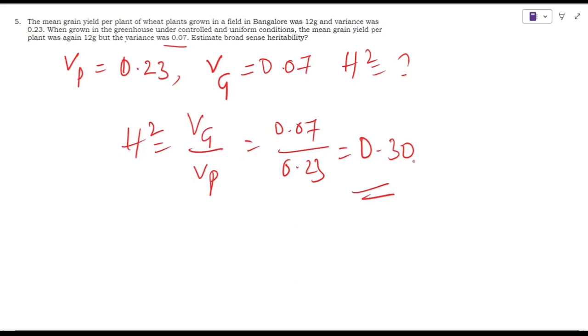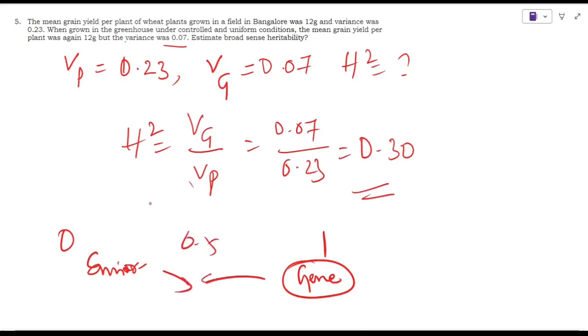If the value is near to 0, then environmental things are influencing the phenotypic trait more. If it is 1, definitely genes are influencing more as compared to environment. If an intermediate value is there, both environment and genes are influencing in deciding phenotypic traits here. Here the value is 0.3, so definitely environmental factors show more influence on that phenotype. Next we'll move on to the next problem.